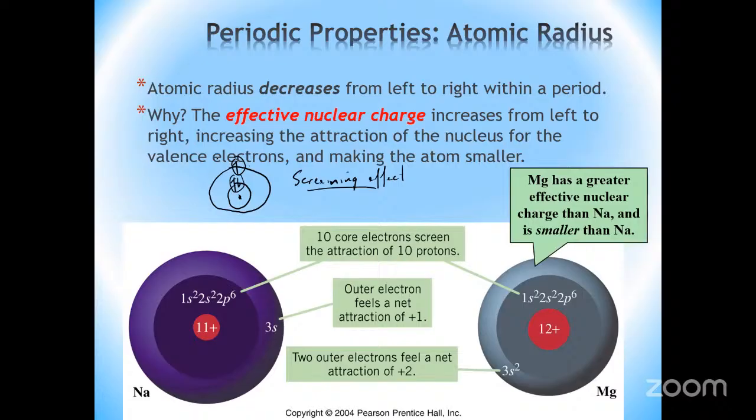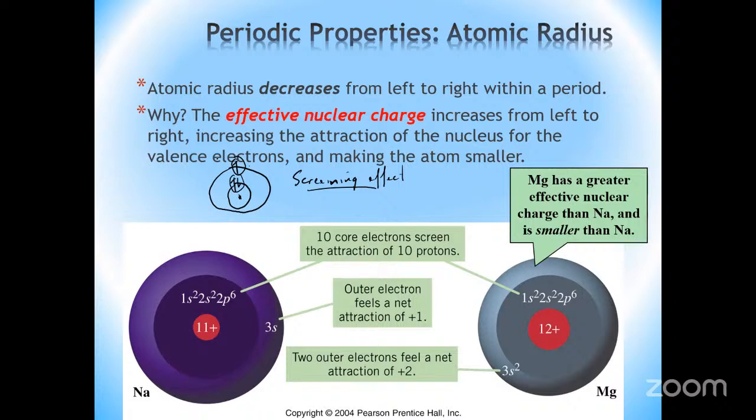What are the changes that are taking place as you go from one element to the next? One, you're adding a proton to the nucleus, right? So if you go from lithium, which has 3 protons, to beryllium, which has 4 protons, then what's the next one? Boron, which has 5 protons, and so on, right? So you're increasing the nuclear charge. At the same time, you're adding electrons to the outer shell, right?